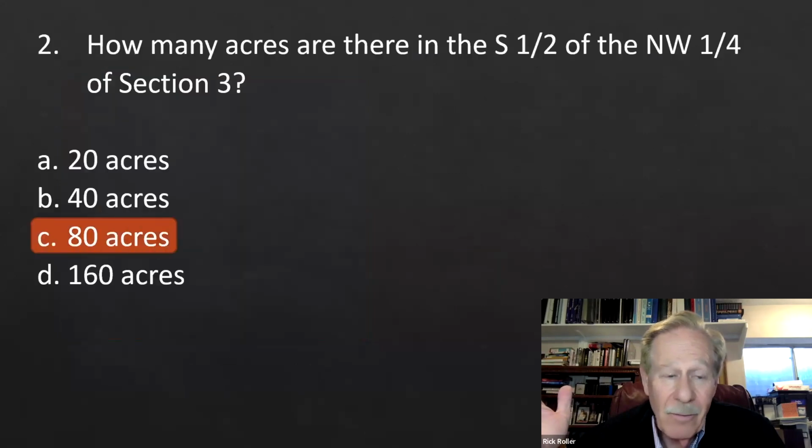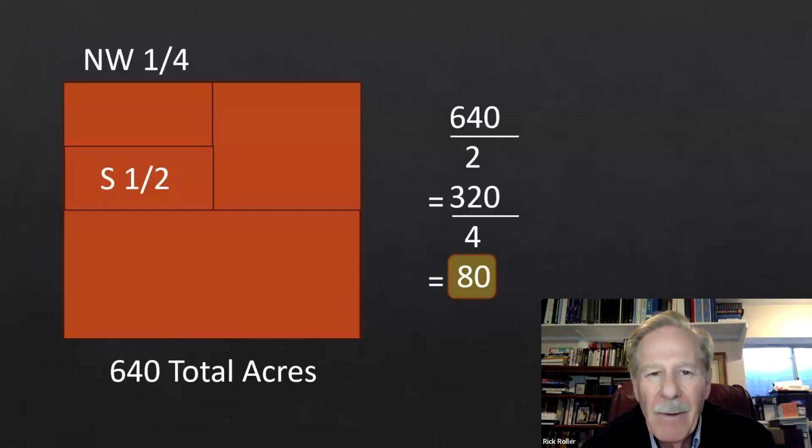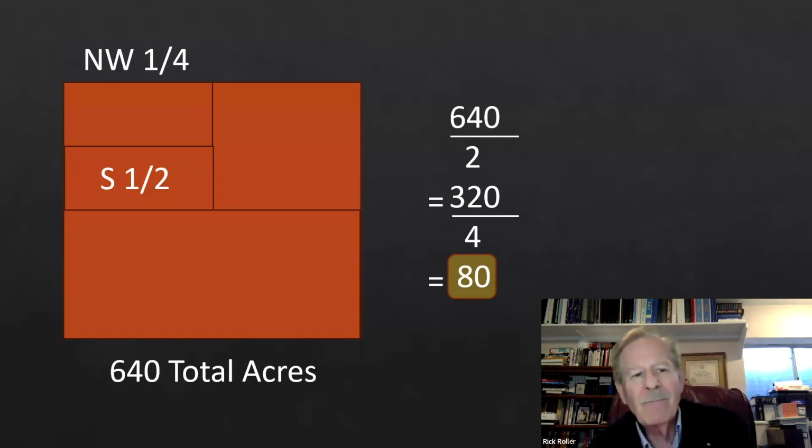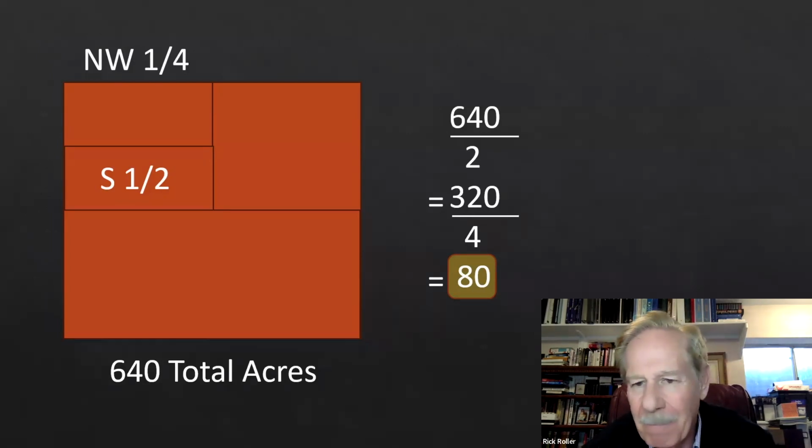Any way you want to get there is fine with me. But another way of looking at this: if you know the whole section is 640, and we're dividing it by half, and then by a quarter, this is the way to do it. Take 640, divide it by half, then divide it by a quarter, and you come up with 80. Real quick, real simple. You don't have to draw it out like I've illustrated here, but I just wanted you to see it. And it doesn't matter if it was a quarter of a half or a half of a quarter, you're going to come out with the same thing. Math works either way.